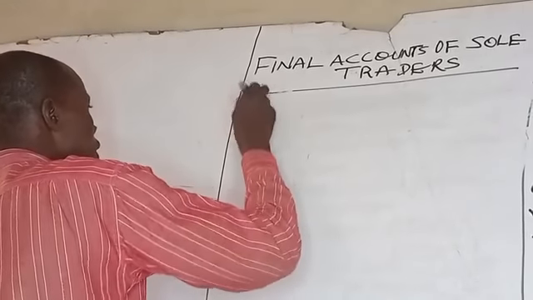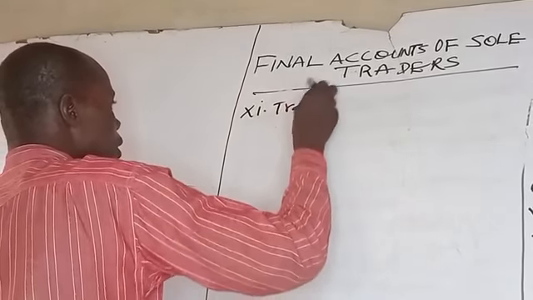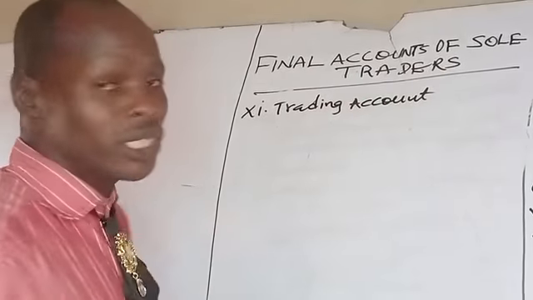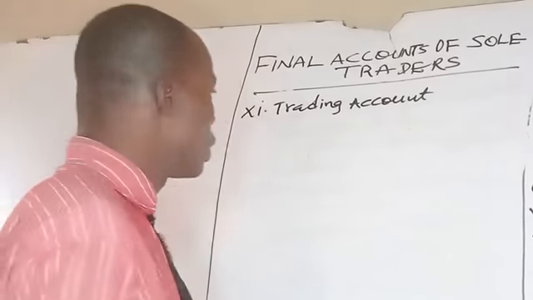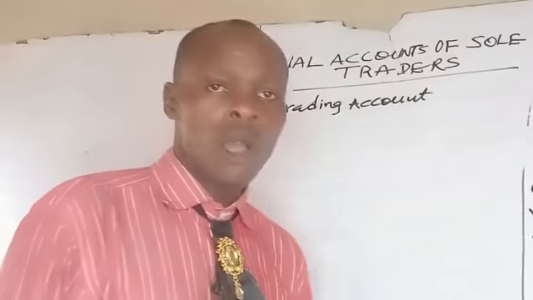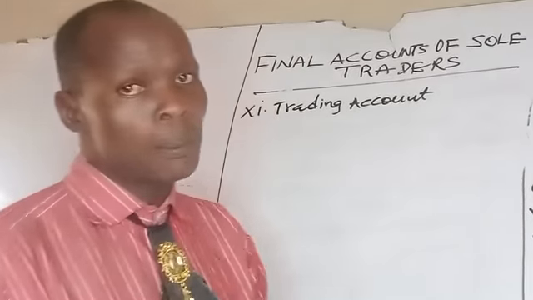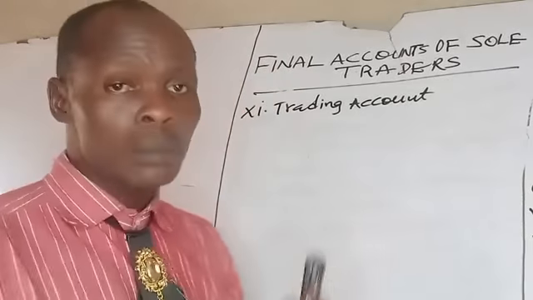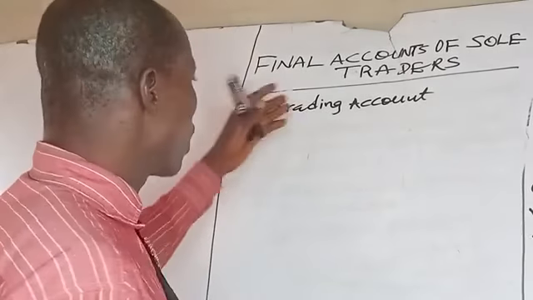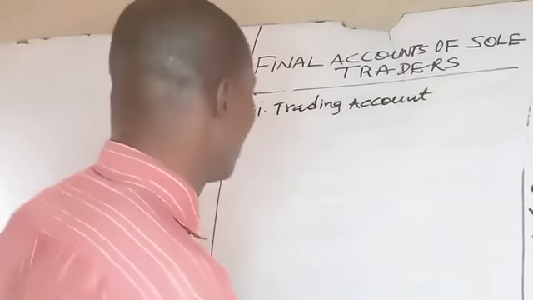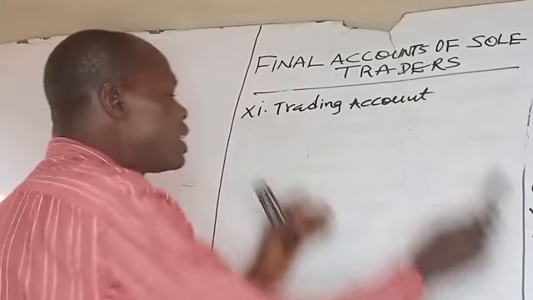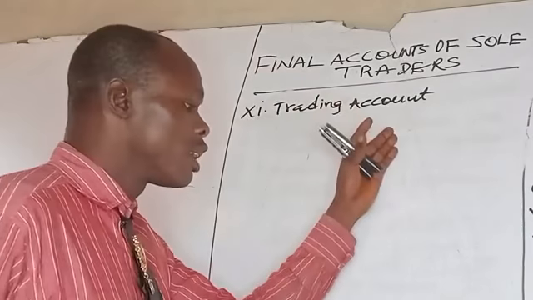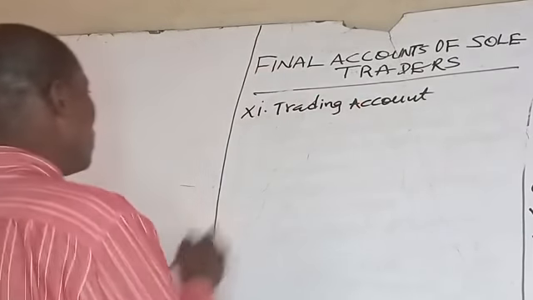Number 7. Trading account. Trading account is the account prepared to ascertain the gross profit or gross loss for the trading period. That means the purpose of preparing trading accounts is to ascertain the gross profit or gross loss for the trading period.